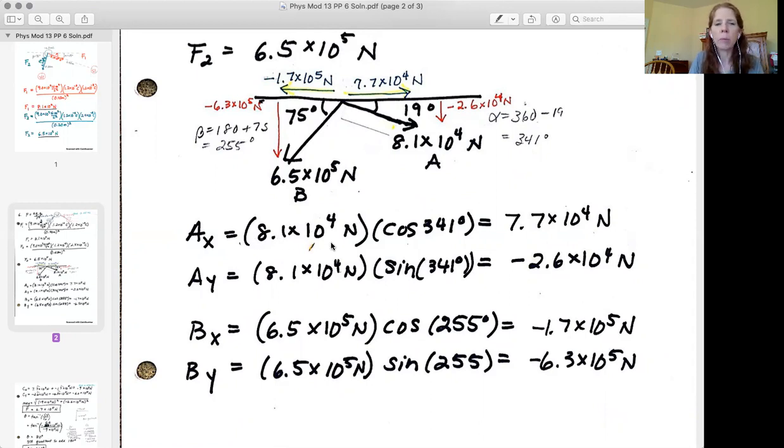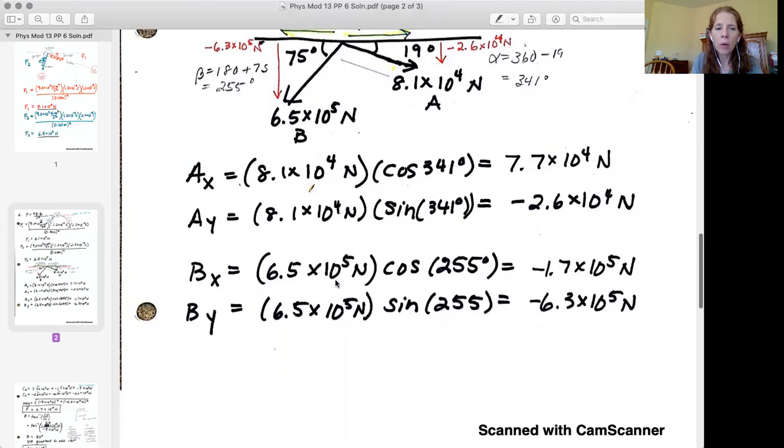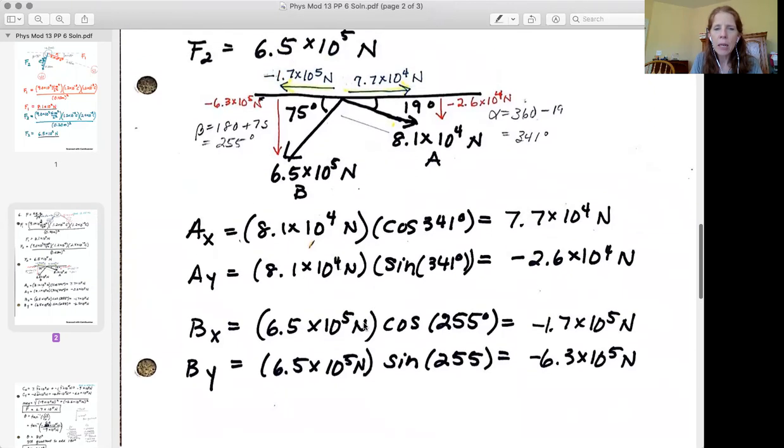Take the force, 8.1 times 10 to the 4th newtons. For the x dimension, we multiply by the cosine of 341. For the y dimension, we multiply by the sine of 341, and we get these numbers. We get a force of 7.7 times 10 to the 4th newtons in the positive x direction, and negative 2.6 times 10 to the 4th in the y dimension. For B, same thing. When we do 6.5 times 10 to the 5th times the cosine of 255, we get negative 1.7, which is right there. We get negative 6.3, which is right here.